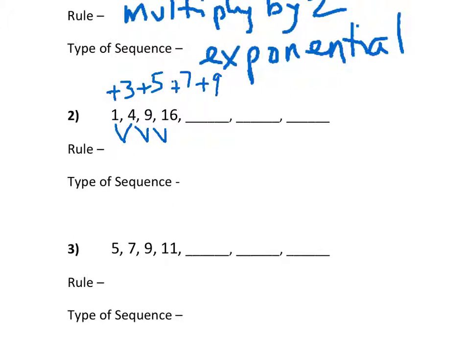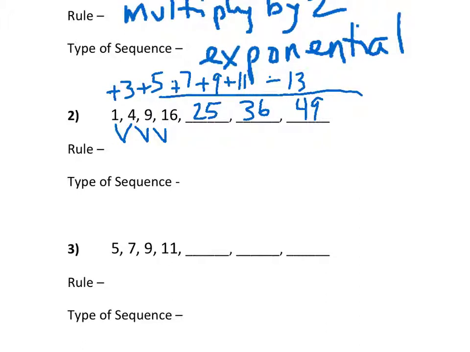So 16 plus 9 is 25, that's right. And then the next one's going to go up by 11. That's going to get us to 36. And then up by 13 is going to get us to 49. There's actually something quite special about those numbers right there, too. And I'd love for you to tell me what it is sometimes. But this is neither.